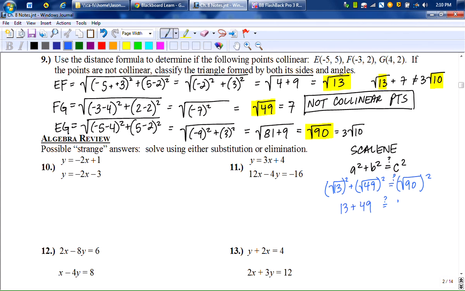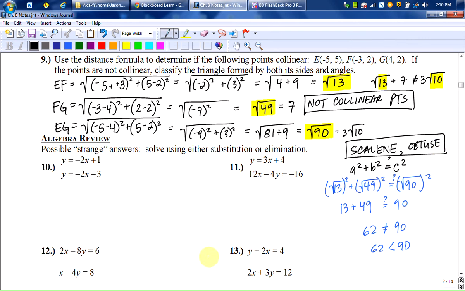I'll put some question marks there because I don't think this is going to check out. And this means that the hypotenuse is too big. So the triangle, the right angle, is opening up. So this tells me that my triangle is obtuse. That was a review of stuff from chapter 3.